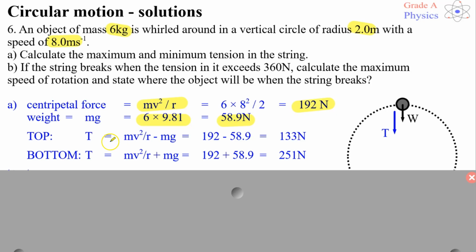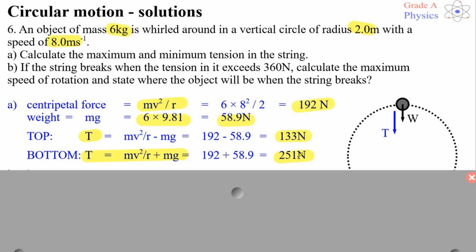So following on from question 5, we can say that the tension at the top is mv squared over r minus mg, because we said that the centripetal force is equal to T plus mg. So we make T the subject. All we need to do is to subtract the weight from the centripetal force, and we get 133. However, at the bottom, as we said, the tension is the sum of these two, because it has to provide both the centripetal force and balance the weight. So we're going to add these two together, and we get 251.